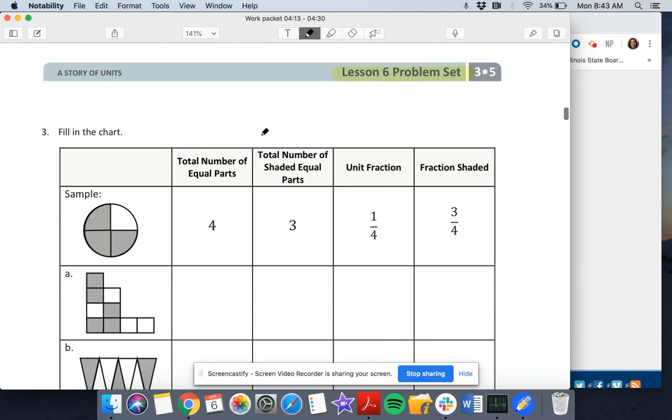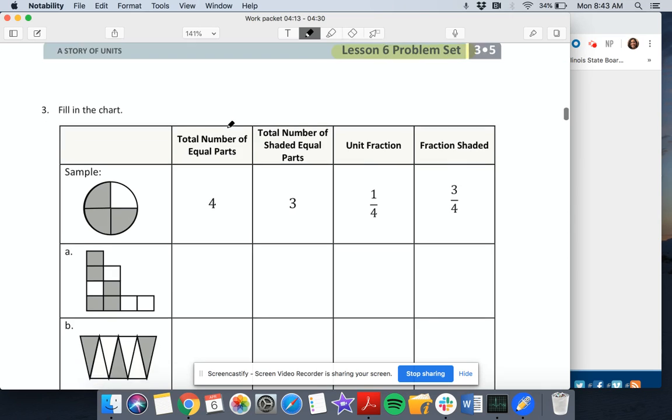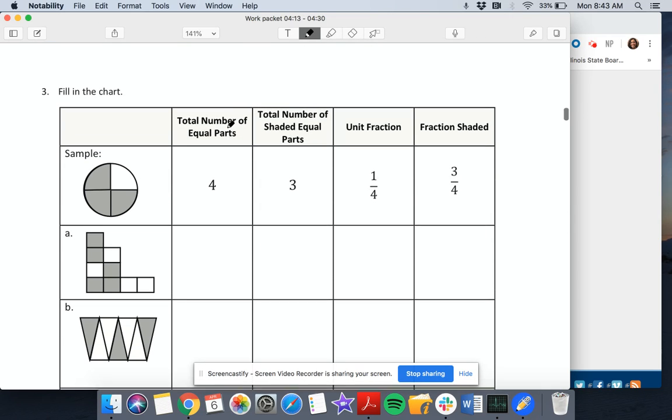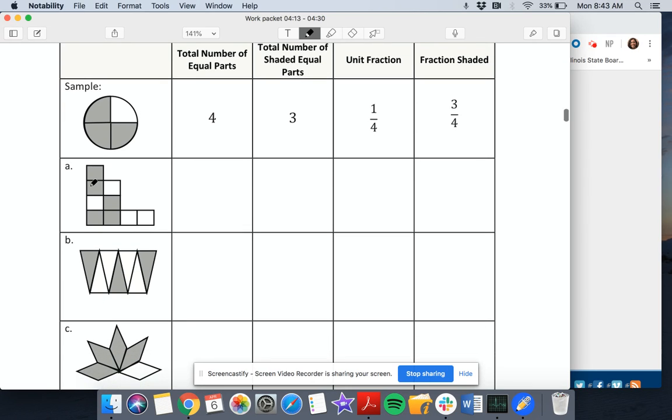For the next page, this should be pretty simple stuff now because this is pretty much what we did yesterday. But let's do one sample problem to review. So the first box asks us the total number of equal parts. So what's the total here? Let's count. 1, 2, 3, 4, 5, 6, 7, 8, 9. Total number of equal parts would be 9.